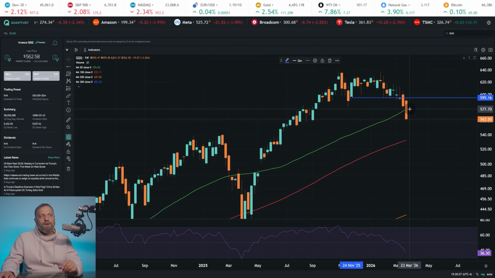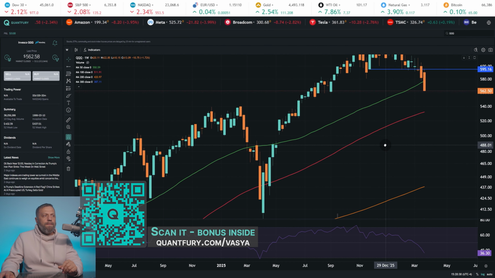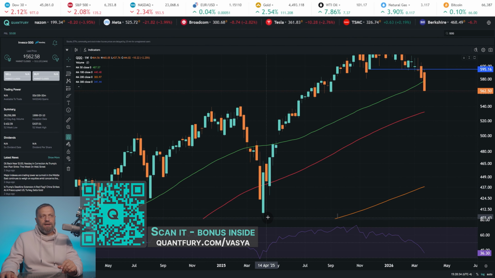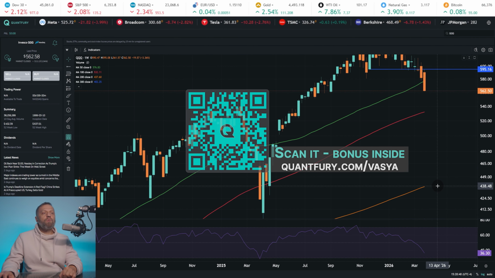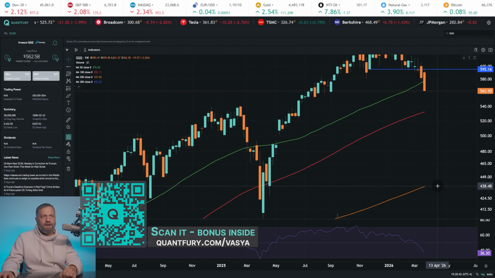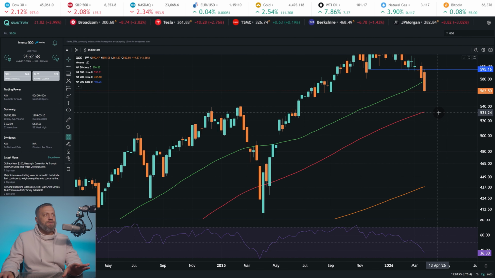And now the 50-week moving average has been broken. And considering that this index has already moved to the 100-week moving average and even significantly lower, the chances of reaching the 100-week, and given the situation in the Persian Gulf, even the 200-week moving average are very, very high. That's if we look at the moving averages.